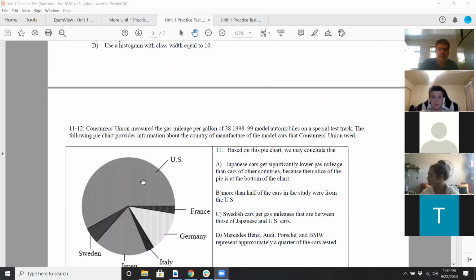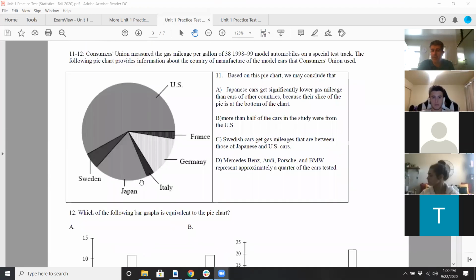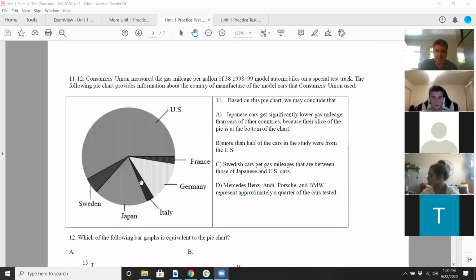Okay, let's keep moving. Here we have a pie chart. So this is categorical data. Apparently being asked, let's see here. So they measure the gas mileage.